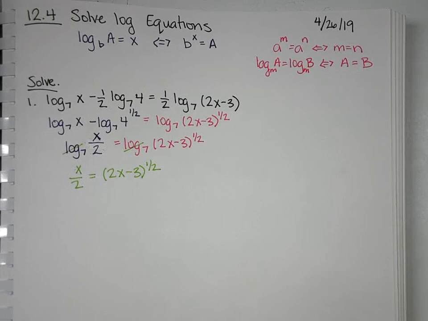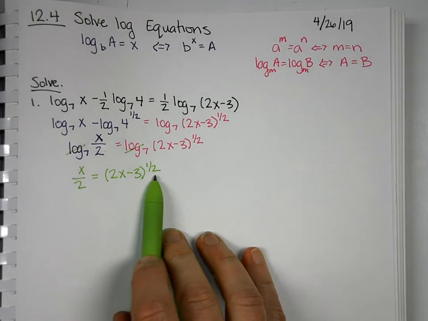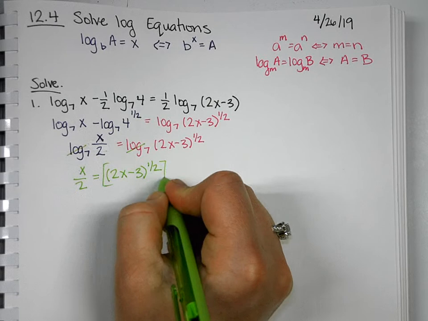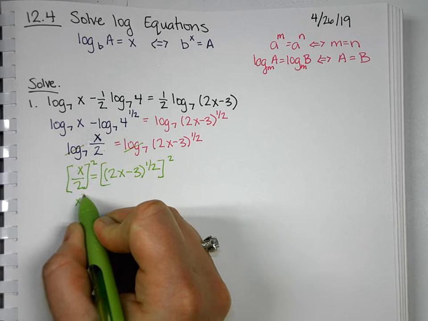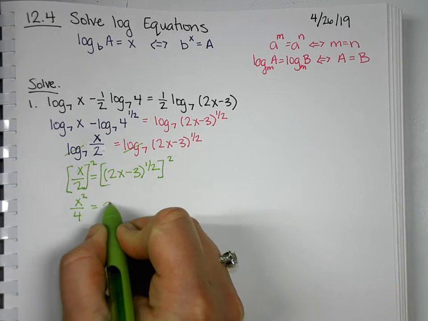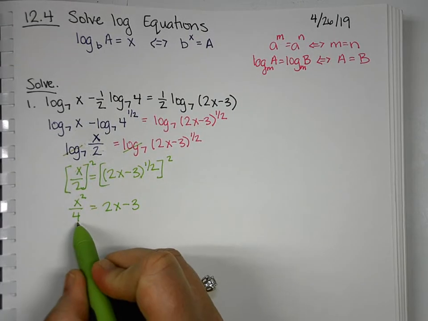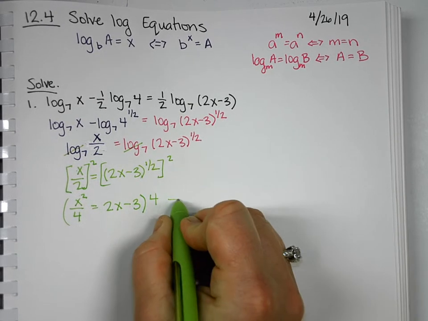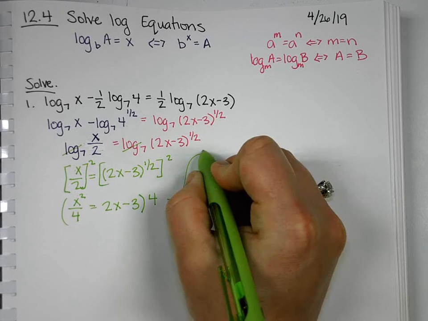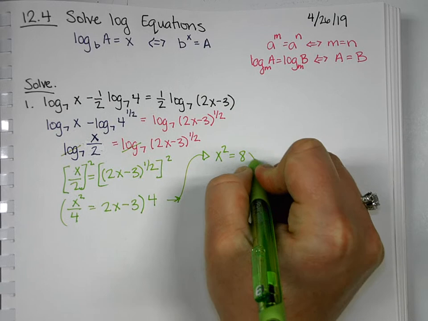From here, how can we solve this equation? Now we're back to just algebra, the stuff we've been doing. So how can we get rid of a 1/2 exponent? We get rid of that by squaring both sides. So we'll have x squared over 4 equals 2x minus 3. I don't like the fraction, so now I'm going to multiply everything by 4. I'll have x squared equals 8x minus 12.